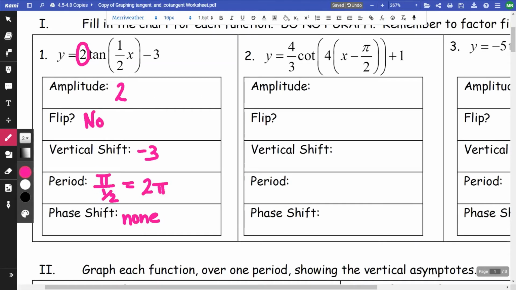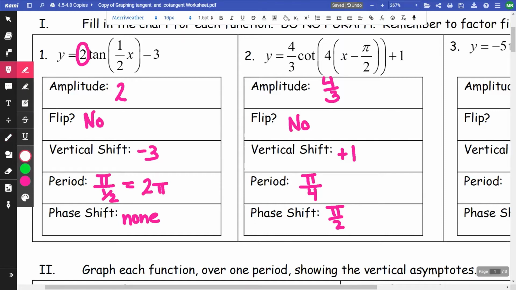For number 2, this is a cotangent. My amplitude is going to be 4/3. This is also going to be no for a flip. My vertical shift is going to be a +1. My period is going to be pi divided by 4. And then my phase shift is going to be pi halves because that's what makes this 0.